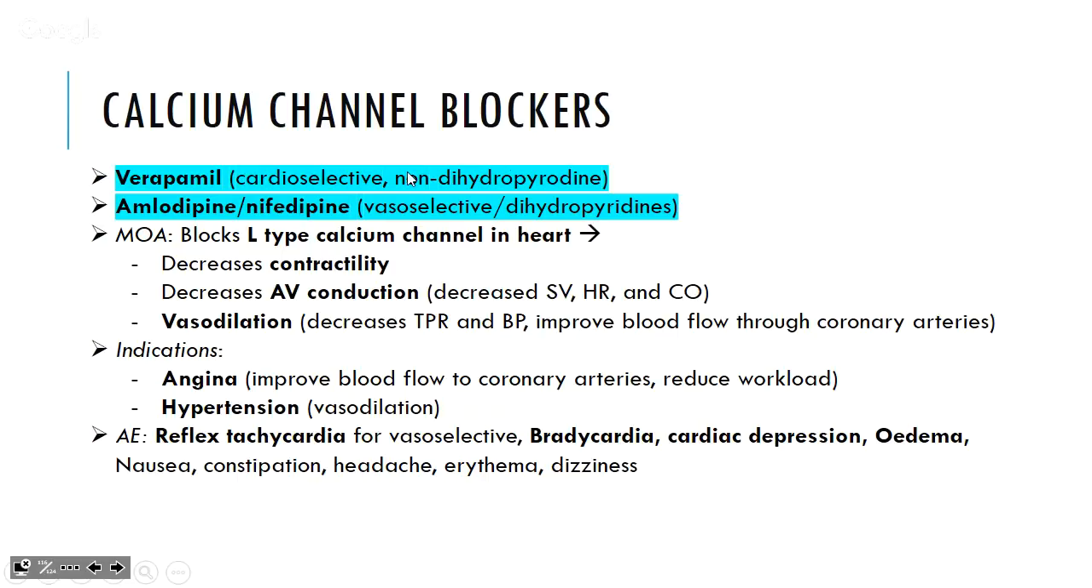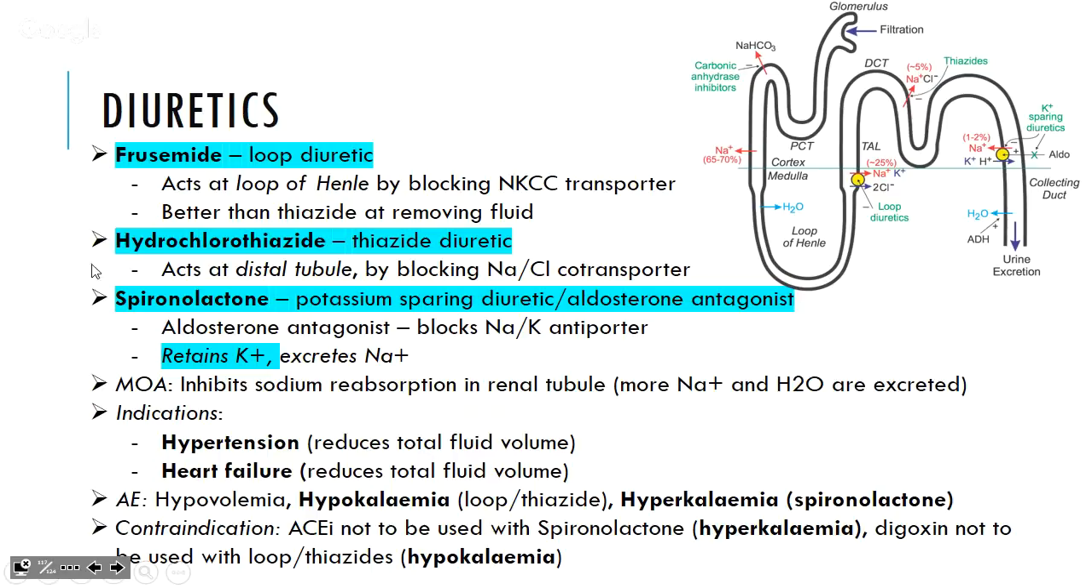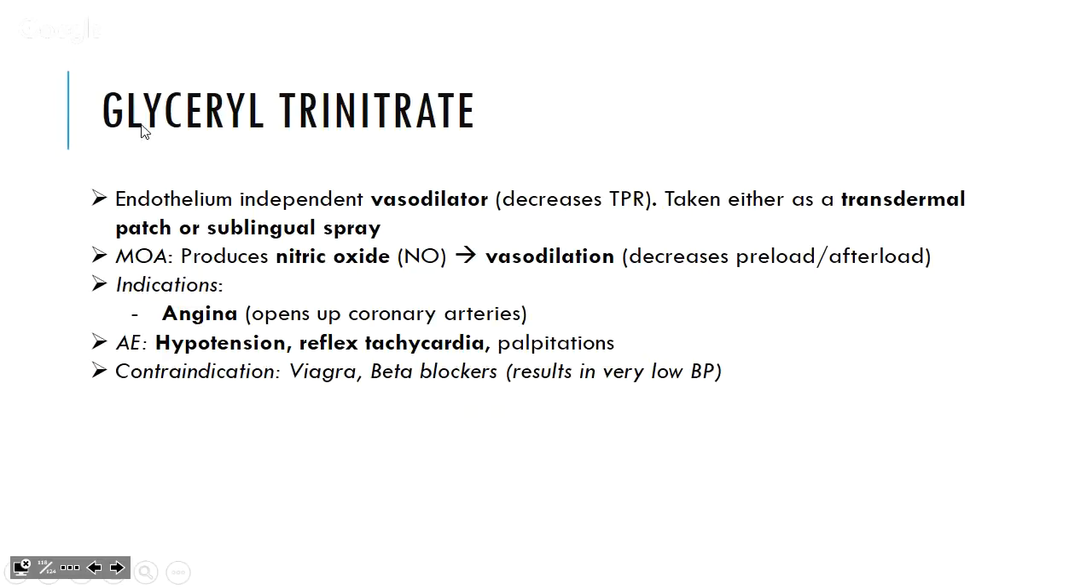Calcium channel blockers, you have the cardioselective one, verapamil, and the peripheral and cardiac ones, amlodipine or nifedipine. It decreases contractility because calcium is in charge of contraction of the heart. It also vasodilates your blood vessels, so you can use it to treat high blood pressure and angina. These are all the diuretics as well: loop diuretics, thiazide, and potassium sparing. The buzzword is just potassium for spironolactone. And then GTNs are just vasodilators. Use them for angina to open up the coronary arteries.